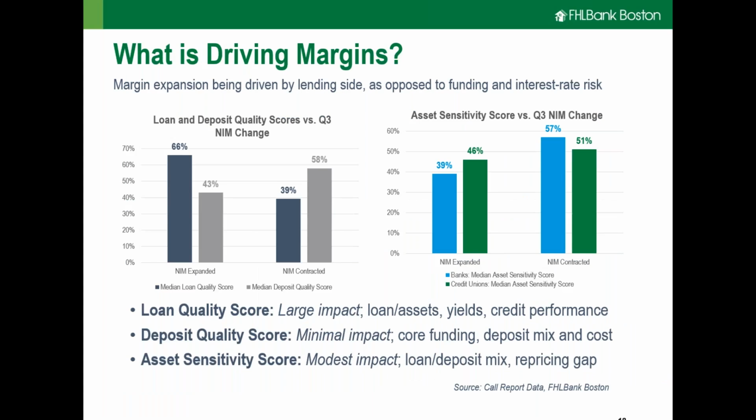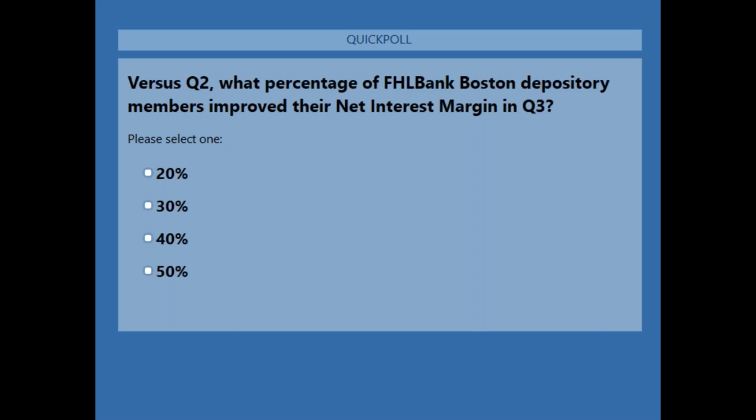So, moving on from liquidity to margins and earnings, and now we're going to try out this poll question here. I'll ask everyone to vote and see, relative to the second quarter, what percentage of FHLBank Boston depository members improved their net interest margin in the third quarter. So we'll give it just a minute or two for some of the guesses to come in.